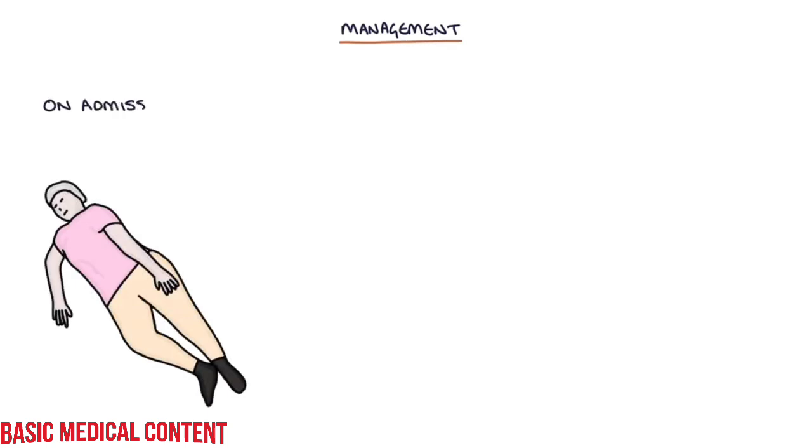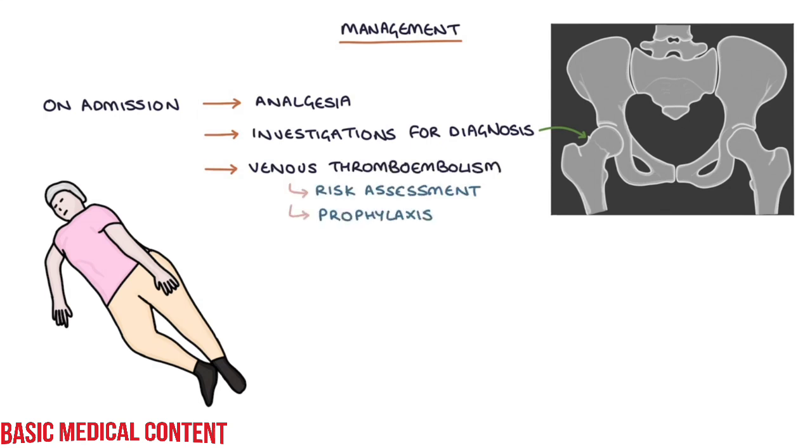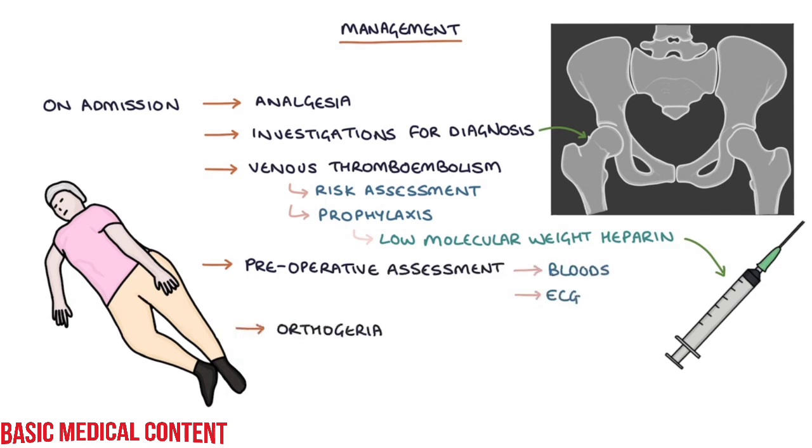Let's talk about management. On admission, patients require appropriate analgesia, investigations to establish the diagnosis, for example X-rays, a venous thromboembolism risk assessment and venous thromboembolism prophylaxis, usually with low molecular weight heparin, preoperative assessment including blood tests and an ECG to ensure they're fit and optimized for surgery, and input from the orthogeriatric team.